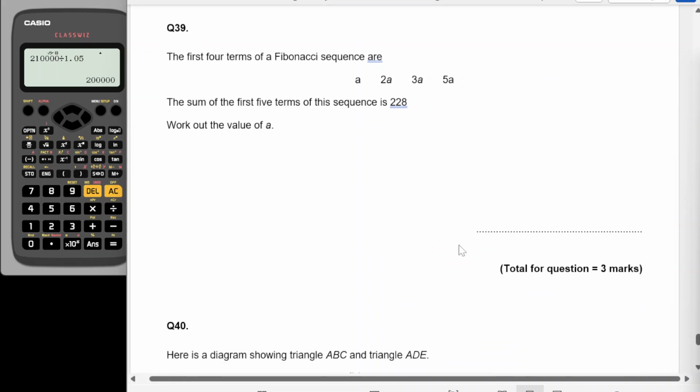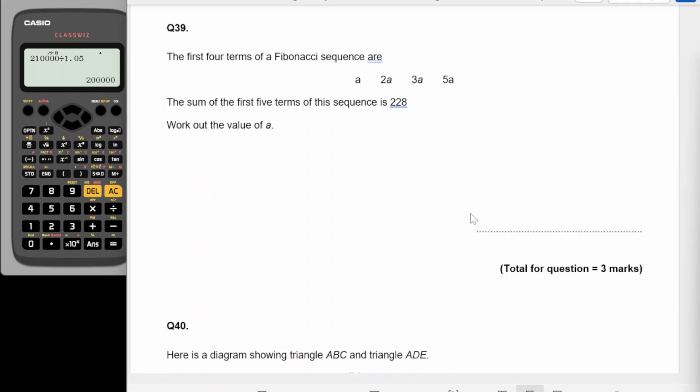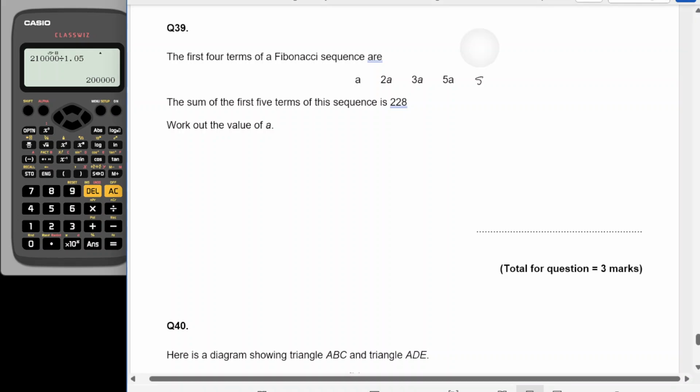Right, 39. The first 4 terms of a Fibonacci sequence are A, 2A, 3A, 5A. The sum of the first 5 terms of this sequence is 228. Work out the value of A. So we've got the first 4 terms here. The next term: Fibonacci sequences are found by adding together the previous 2. So A plus 2A gives you 3A, 2A plus 3A gives you 5A, 3A plus 5A gives you 8A. So that's our first step.